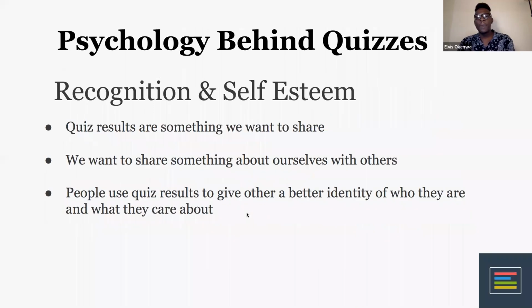Now, the second psychology is recognition and self-esteem. We all want to share something about ourselves with others, but for example, you wouldn't just walk up to someone and tell them how amazing you are. That would be funny. So people use quizzes to give others a better picture of who they are and what they care about. Because quiz results are shareable, it works so well. You take a quiz, you get to your results page, you see your result, and then you can share it with your friends. Everyone wants to share something about themselves, and quizzes create this avenue for you to share a result with your social media network. So recognition and self-esteem is the second psychology behind quizzes.